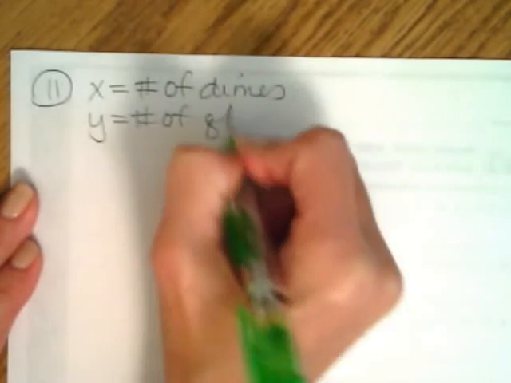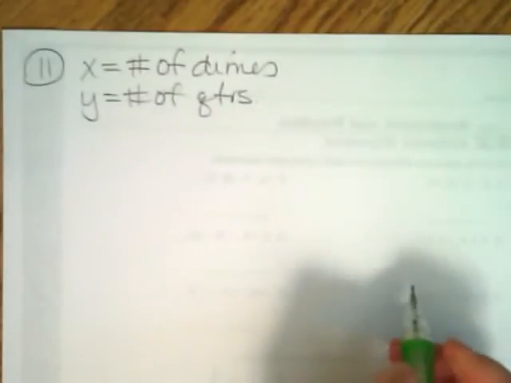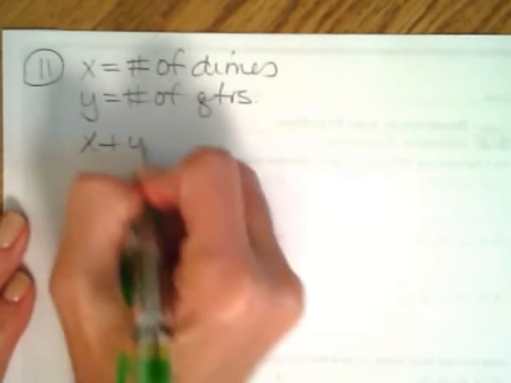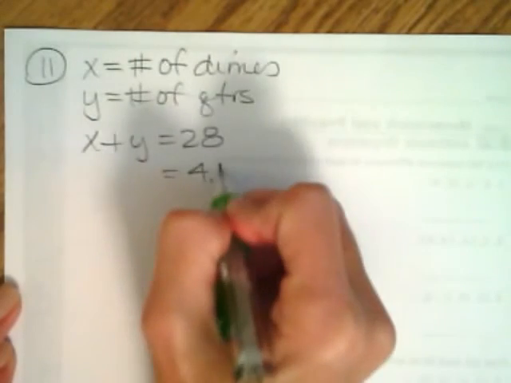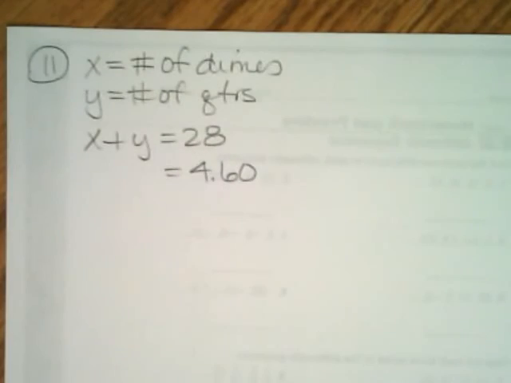Okay, so what am I going to do? Define your variable. I'm looking for the number of, and I read dimes first, so x is the number of dimes, y is the number of quarters. Okay, so I have 28 total in my pocket, so x plus y is equal to 28. Then what do I have? I know I have $4.60 of this.